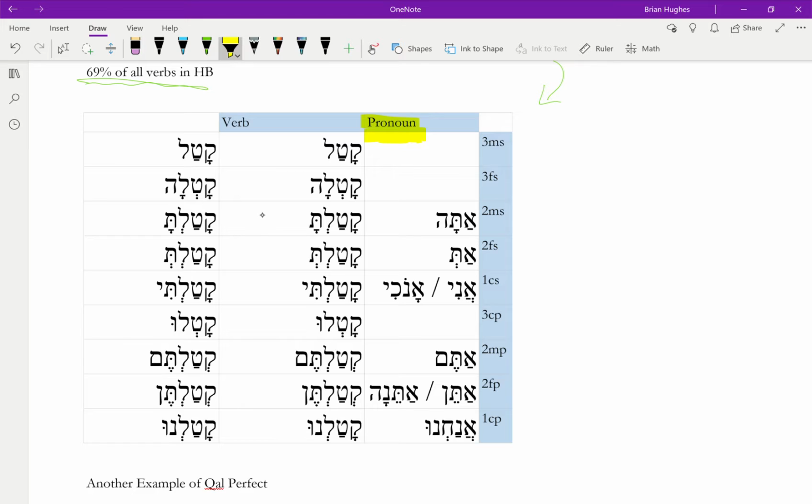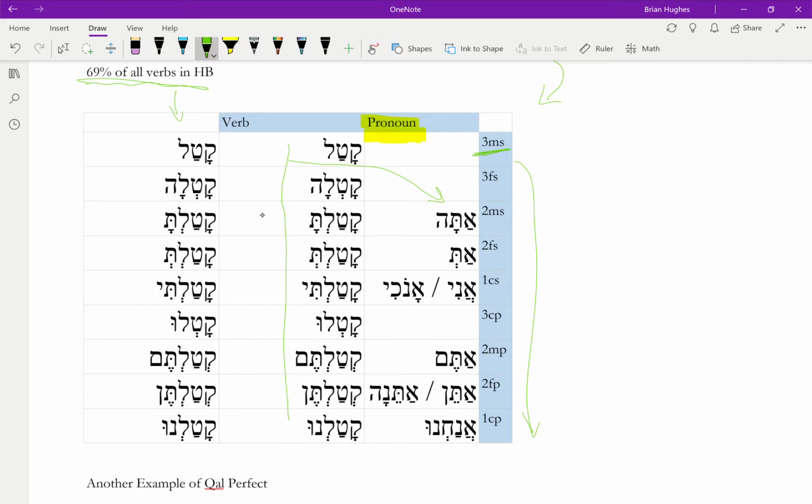So what I'm going to do is read through this paradigm. I'm going to go through this column. Then we're going to talk about the accents and how they relate to the pronouns. I'm going to start at the top and go to the bottom, and notice that the Hebrew paradigms start with the third person, not the first person. So we go third person singular down to first person plural.